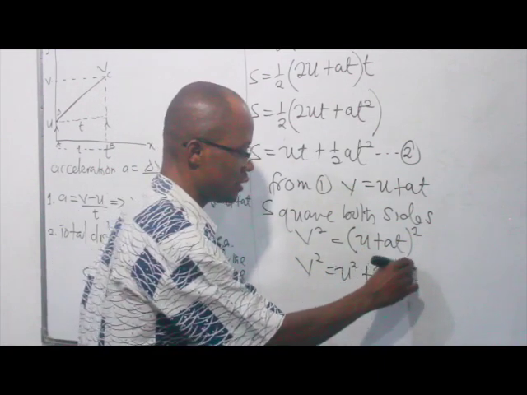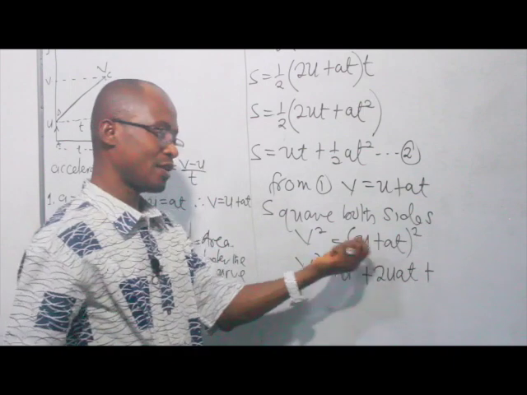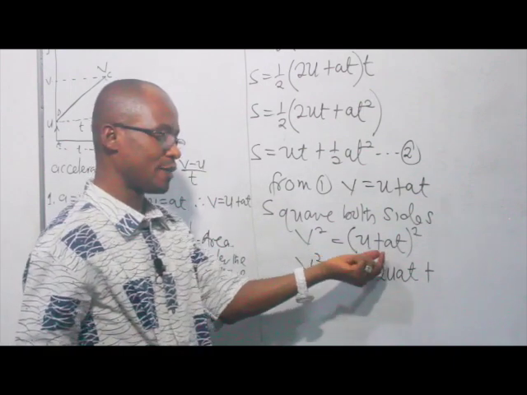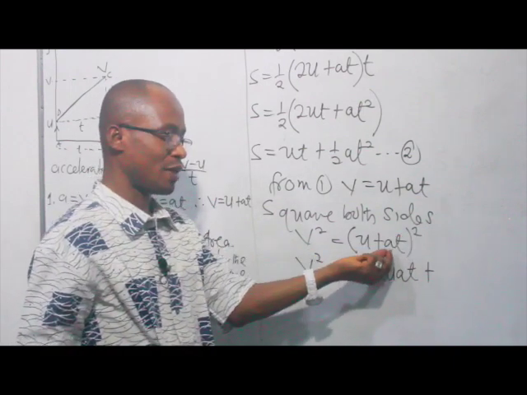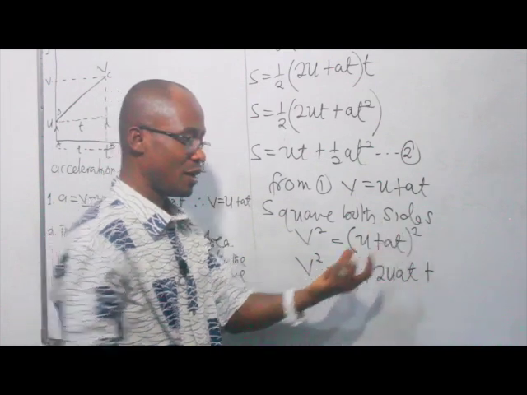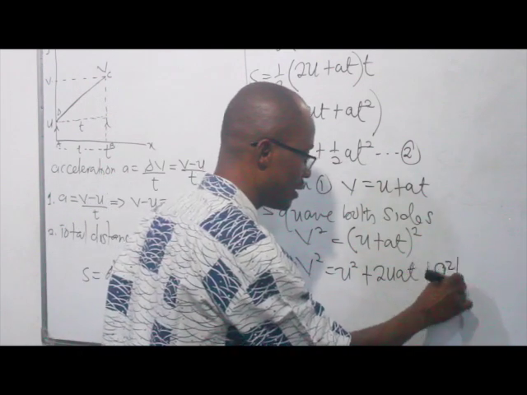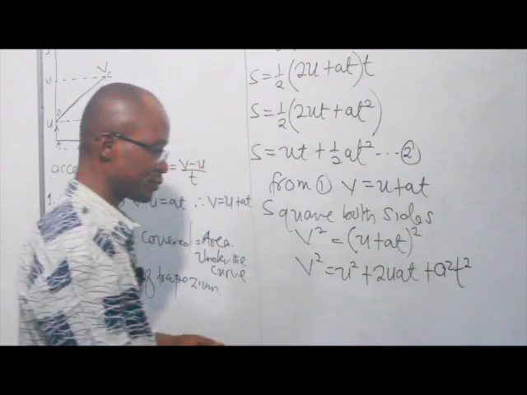2UAT. Finally, we repeat as we started from the first time. That is, you now attach the power to the last term, that is AT squared. That will give you A squared T squared.